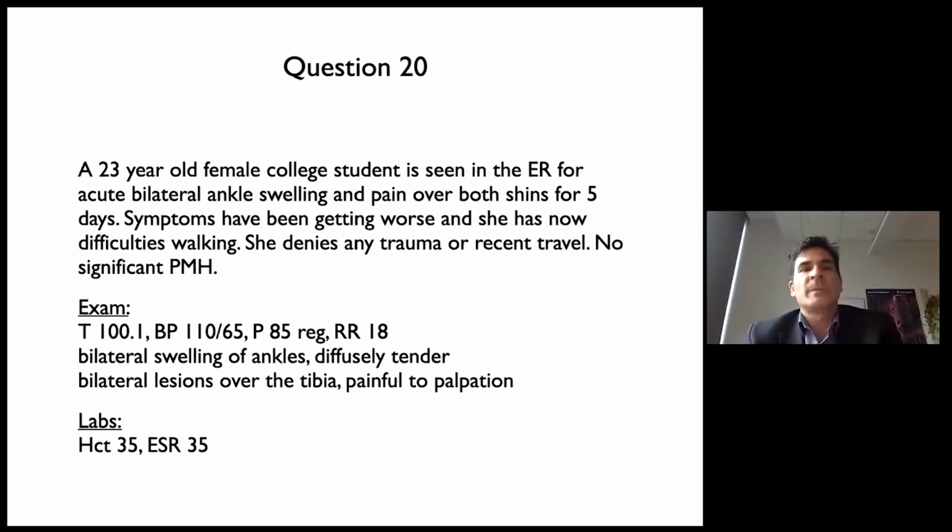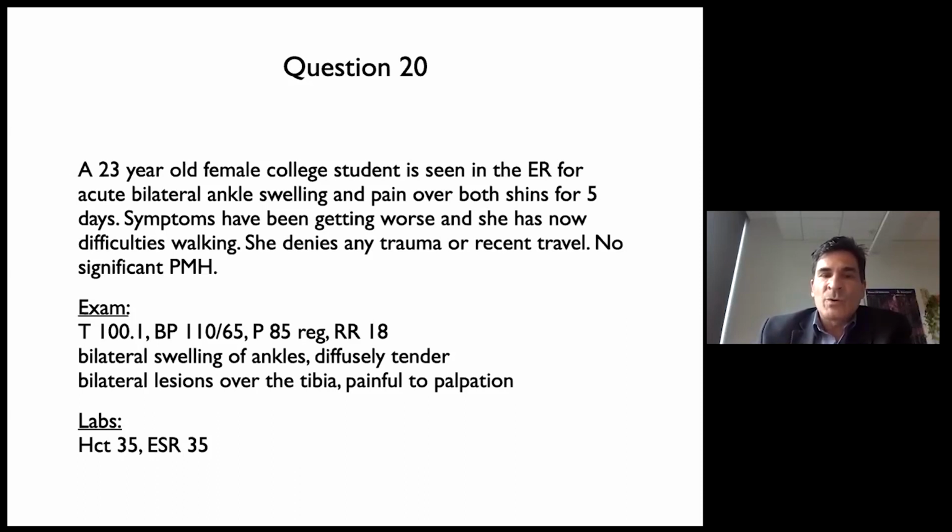Question 20. A 23-year-old female college student is seen in the ER for acute bilateral ankle swelling and pain over both shins for 5 days. Symptoms have been getting worse, and she now has difficulty walking. She denies any trauma or recent travel. She has no significant past medical history. On exam, she is febrile. She has bilateral swelling of the ankles associated with diffuse tenderness, and there are bilateral lesions over the tibias that are painful to palpation.